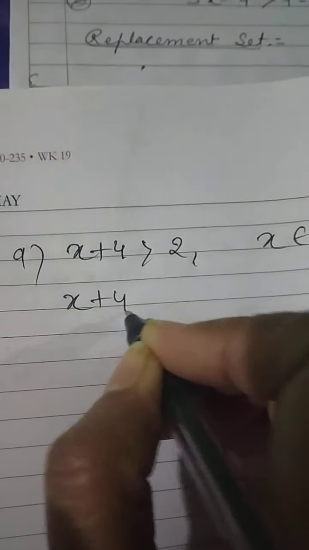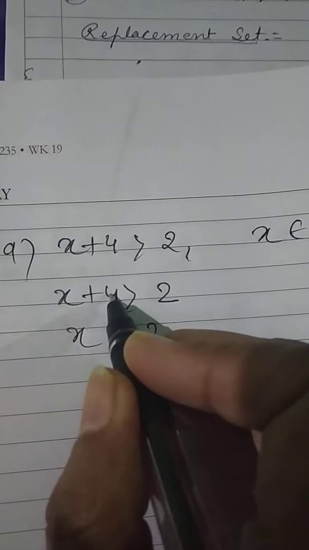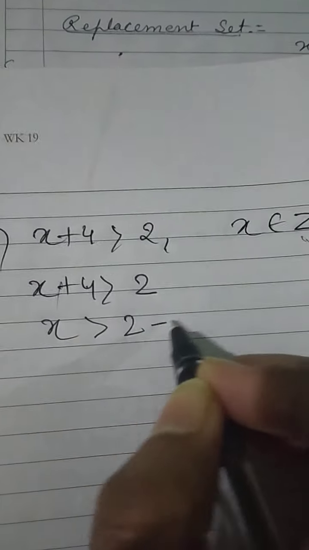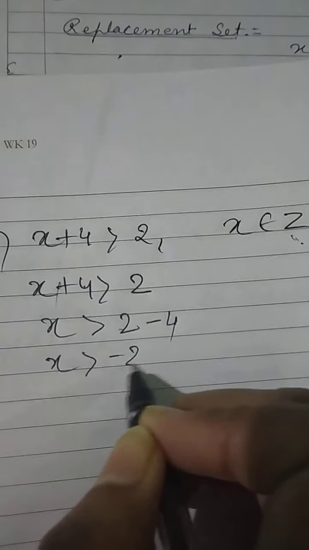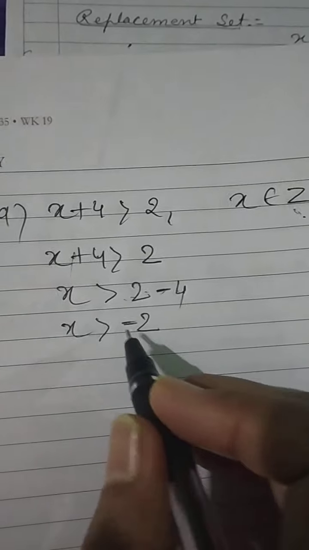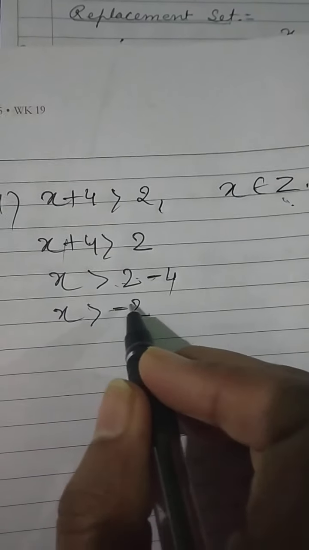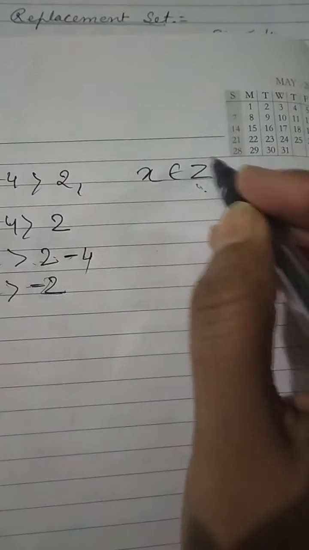Let's see. x plus 4 is greater than 2, means x is greater than 2, and this 4 is plus, so it will come to this side and become minus. 2 minus 4 will be equal to minus 2, because 4 is greater than 2, so we will give the negative sign only. So x is greater than minus 2.